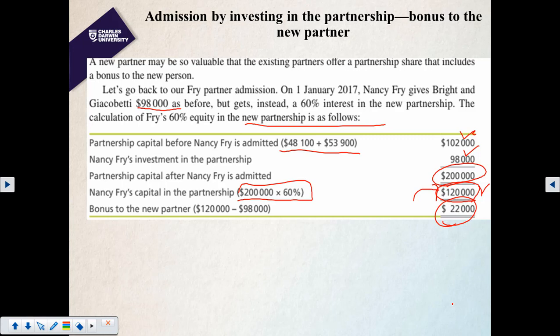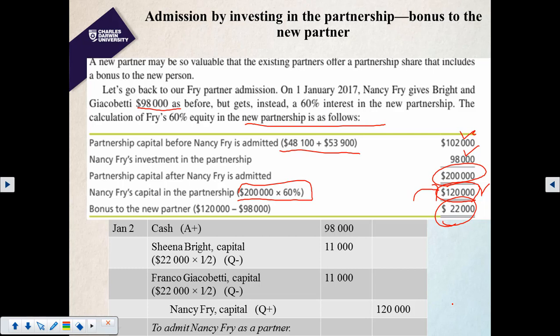Sheena and Franco, right? What will happen to their capital? Will it increase or decrease? It will decrease. So simple, we will be recording their cash as debit, and their capital is also going to be debit. The new person who is coming, Nancy, her capital is going to be $120,000. Is that okay?